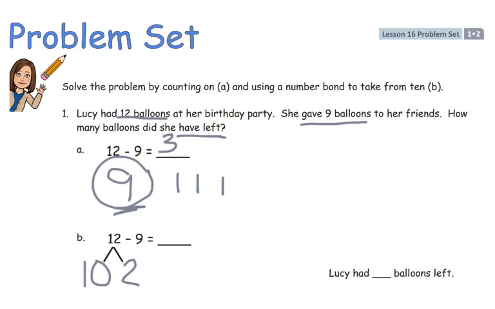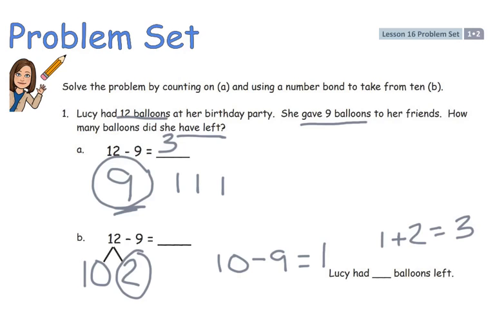Then we're going to do 10 minus 9, and we know that equals 1. And now we have to use this 2 because we didn't use it yet. And we're going to do 1 plus 2, and that equals 3. And so we have to fill in our sentence at the bottom. Lucy had blank balloons left. How many balloons did Lucy have? 3.